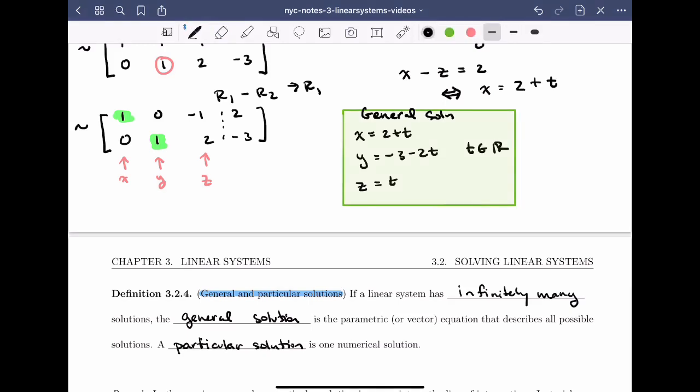To find a particular solution, we can pick any t value we like. I usually like to pick t equal to 0 because it's easy to deal with. When I do that, I get that x is equal to 2, y is equal to minus 3, and z is equal to 0, giving me the point 2, minus 3, 0. It's important to remember that this is a particular solution and that there are actually infinitely many particular solutions. For each t value, you get a different particular solution.